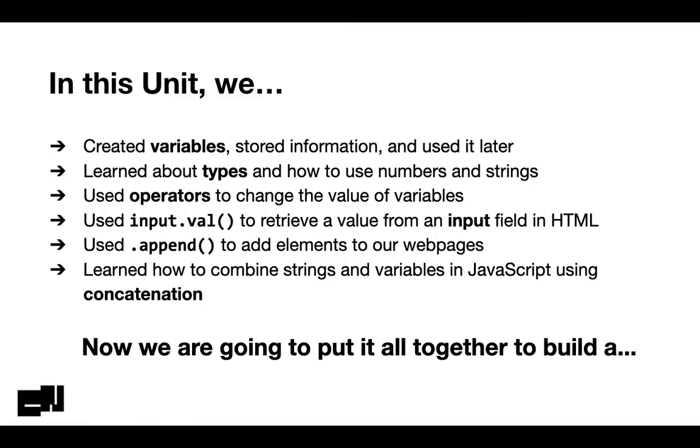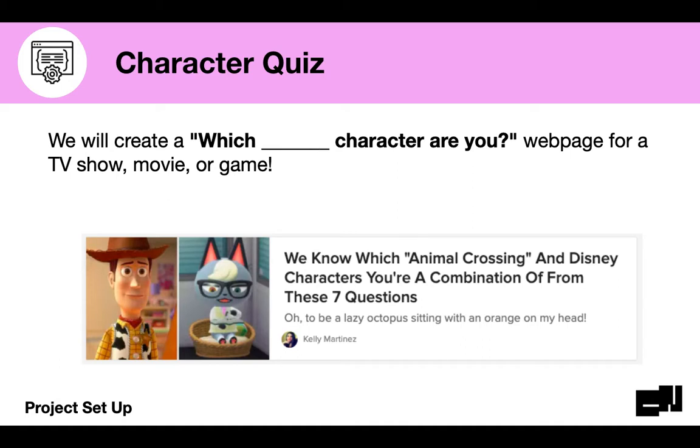All right, so in this unit, we learned so much JavaScript. We learned how to create variables. We learned about different data types, including numbers and strings. We learned how to use operators to change the value of variables. We learned about input.val and how to get that value from the input field, and using .append to add those elements to our websites, and then also how to combine strings and variables using concatenation, which is also that plus sign. All right, so now we're going to put that all together to build a character quiz.